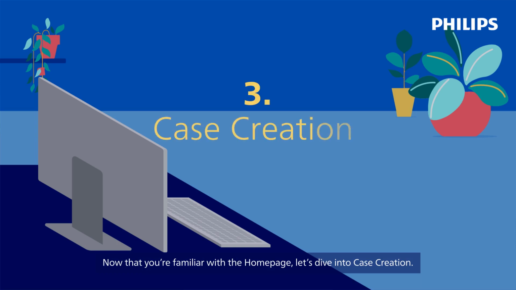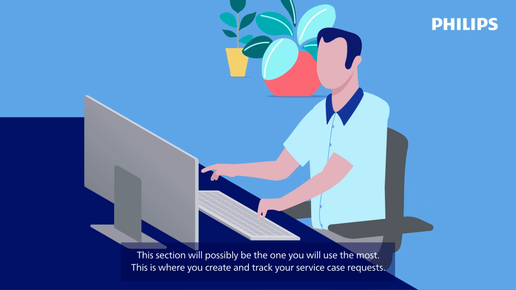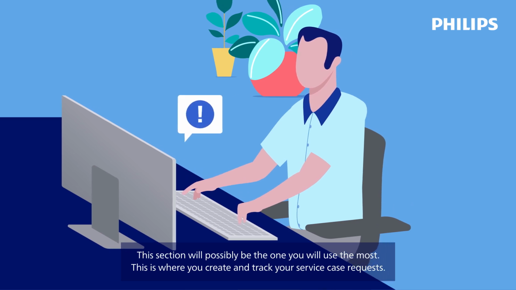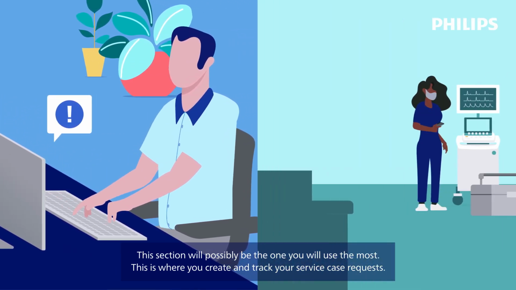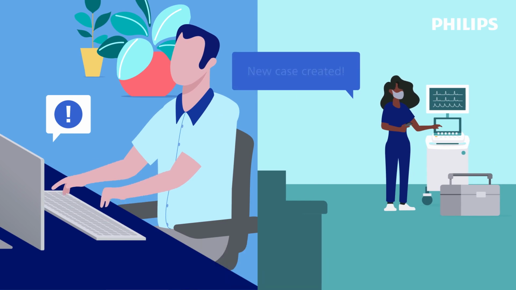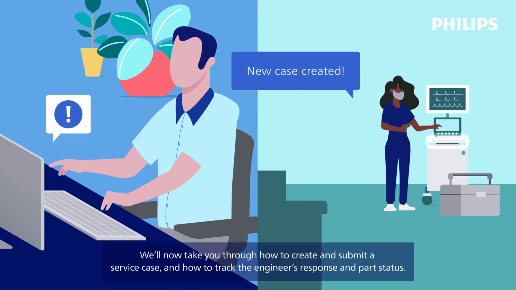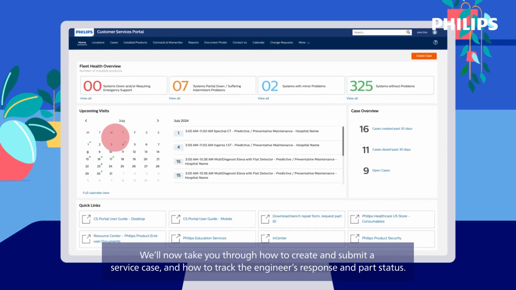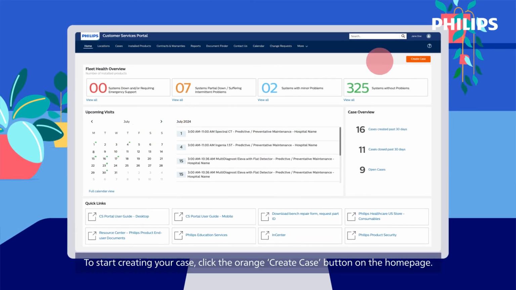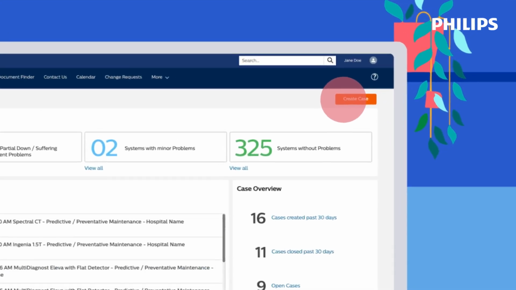Now that you're familiar with the homepage, let's dive into case creation. This section will possibly be the one you will use the most. This is where you create and track your service case requests. We'll now take you through how to create and submit a service case and how to track the engineer's response and part status. To start creating your case, click the orange Create Case button on the home page.